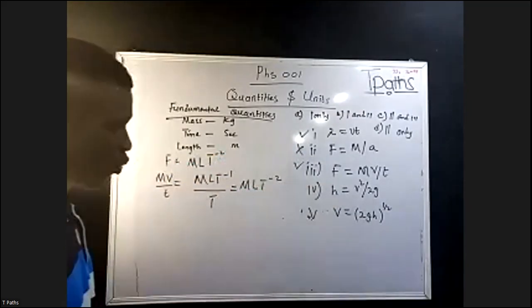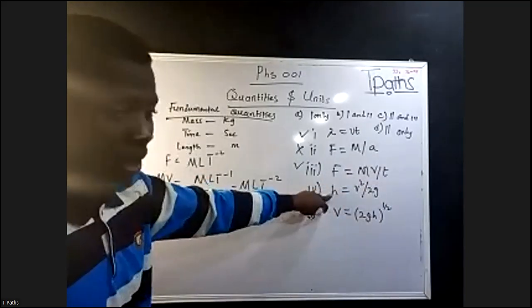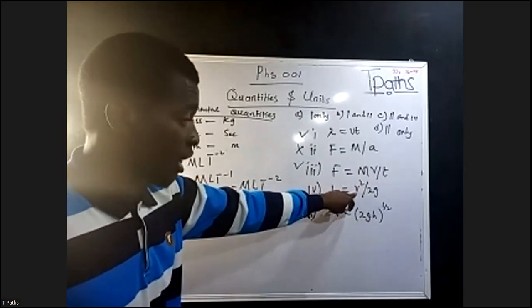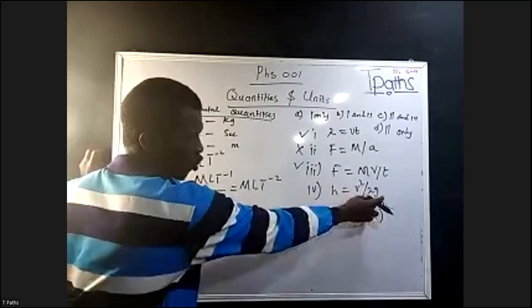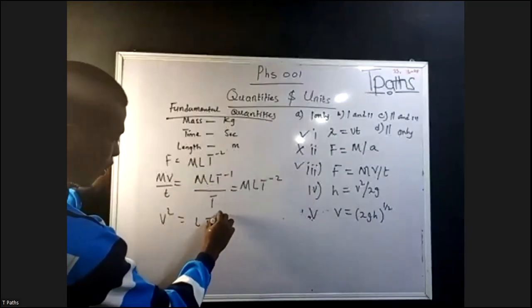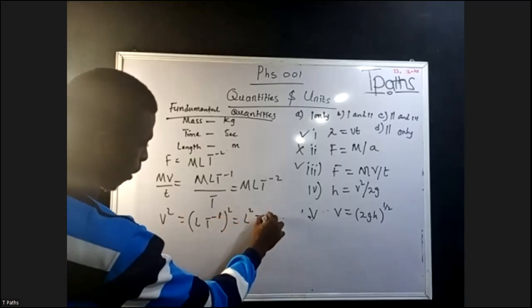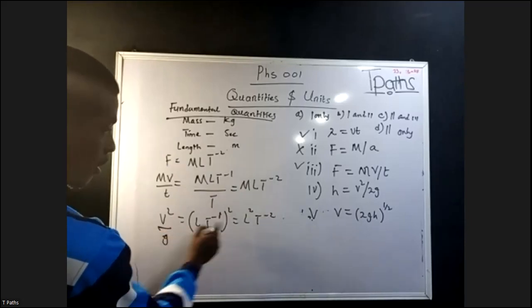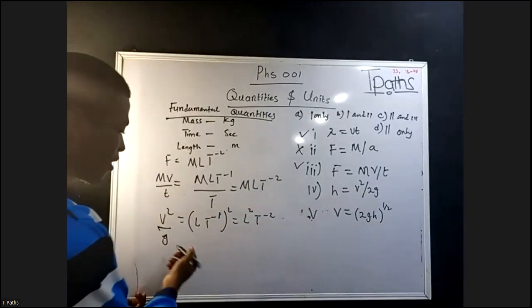So let's check this one too. H is equal to V square over 2G. H is measured in meters. V is velocity, and G is acceleration due to gravity. So let's check whether these two will give us this. I have V square here. V is LT raised to power minus 1, all squared. So I can write this as L square T raised to power minus 2. This is V square over 2G. The 2 here is a constant, so it's dimensionless. It does not have any unit, so I can't write 2 there.